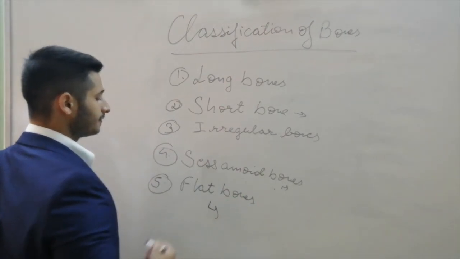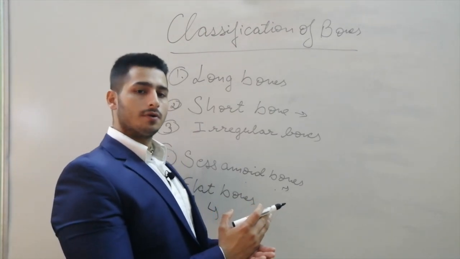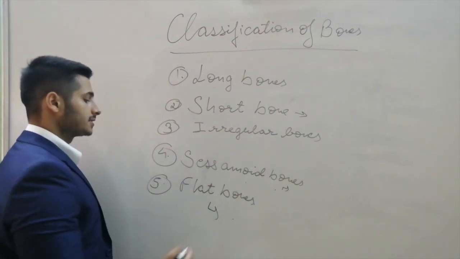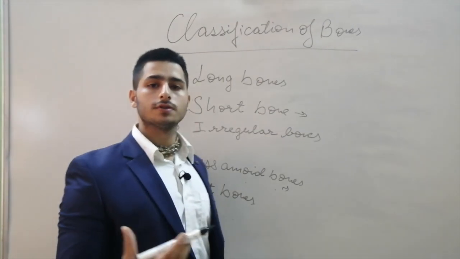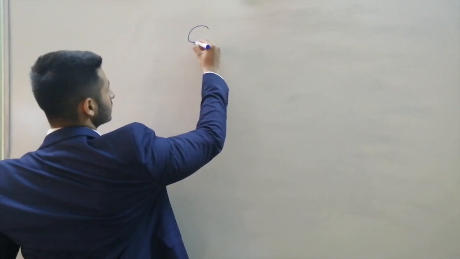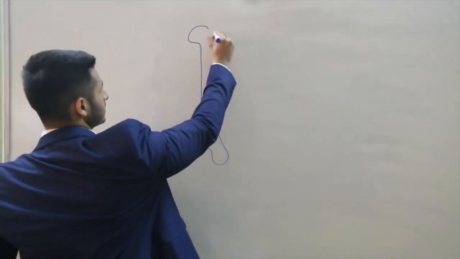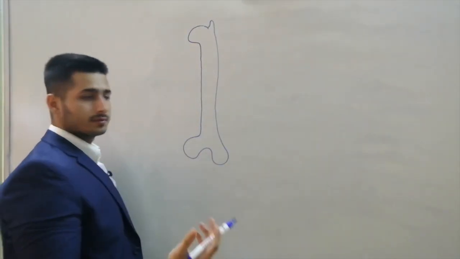Then we have flat bones. Two compact bones separated by a spongy bone are known as flat bones. Examples for flat bones are the bones of the skull. Bones of the cranium are examples of flat bones. This is a diagram of a bone.